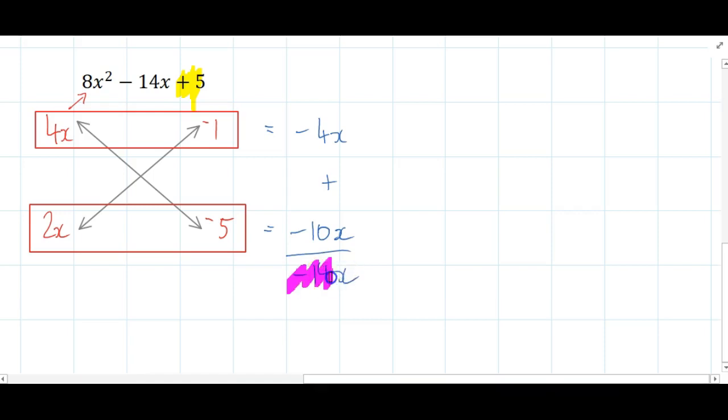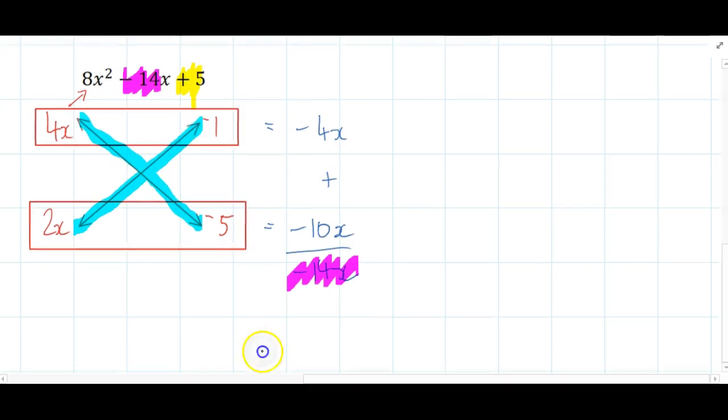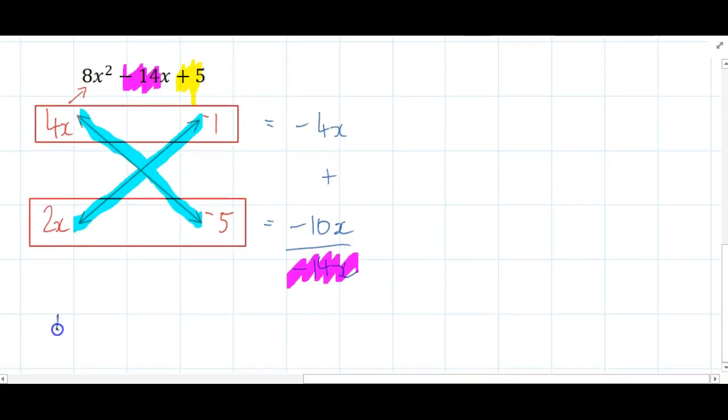Okay, so if this is equal to that, I've chosen well. So what we can say now is you follow your arrows, and you get your factors. So it will be 4x minus 5 and 2x minus 1.